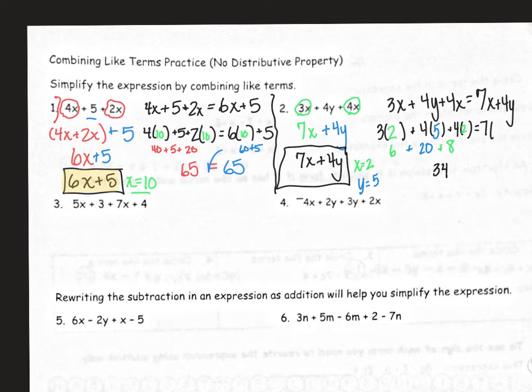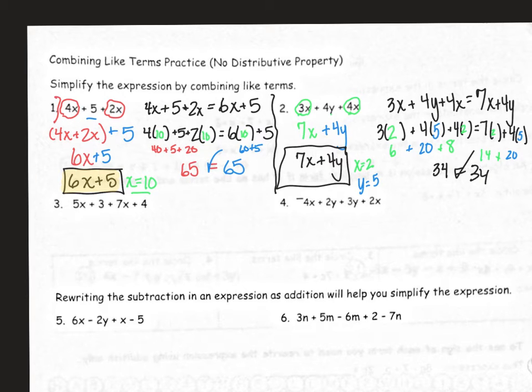So let's check the other side. 7 times x plus 4 times y. So that's 7 times 2 plus 4 times 5. So 7 times 2 is 14 plus 4 times 5 is 20. Notice how this is simpler than the other side. I only had to worry about multiplying there the one time, the 2 times there, and then I add 14 plus 20 is 34. So they are equivalent. Yay, it checks.